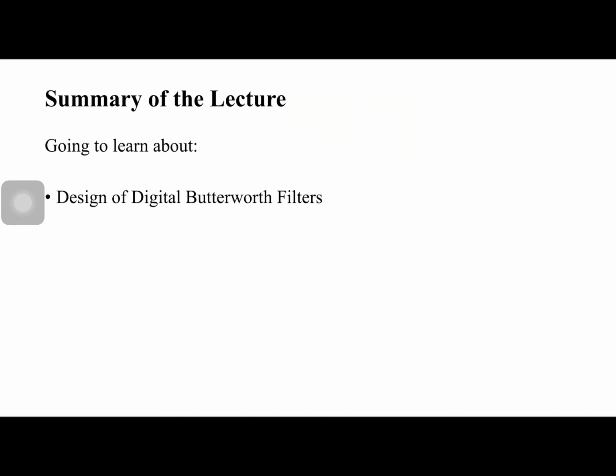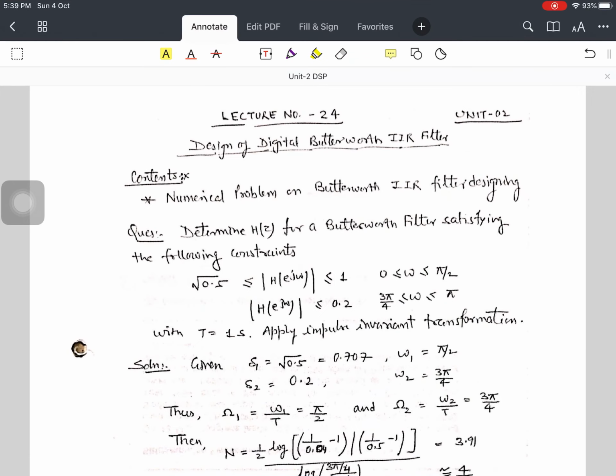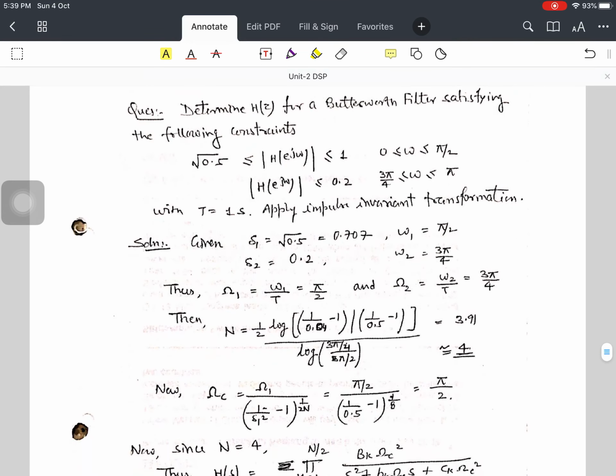In this lecture, we are going to see another example for designing of digital Butterworth filters. In the previous lecture, we saw one example for designing of the analog Butterworth filter. In this lecture, we will take another example for designing of the digital Butterworth filter. So, let us start with this numerical problem.